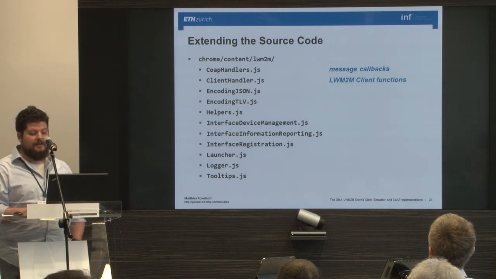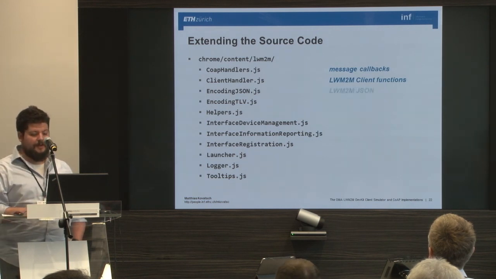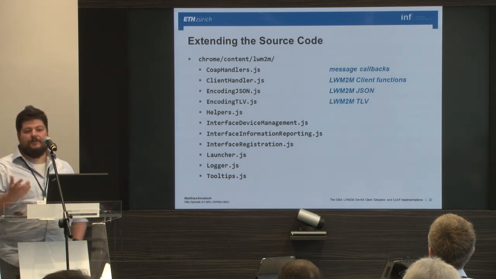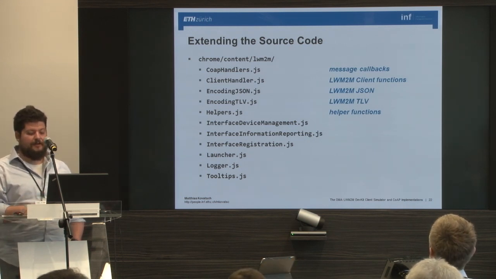There's a client handler that provides the client functions, so loading these JSON definitions and setting up the GUI with this tree and so on. Encoding, those are pretty clear, so we provide the JSON encoding and the TLV, so you have to implement that, that's done here. There's a helper thing, so if you have some small functions like converting an array into a hex string or something like that, that's usually put there.